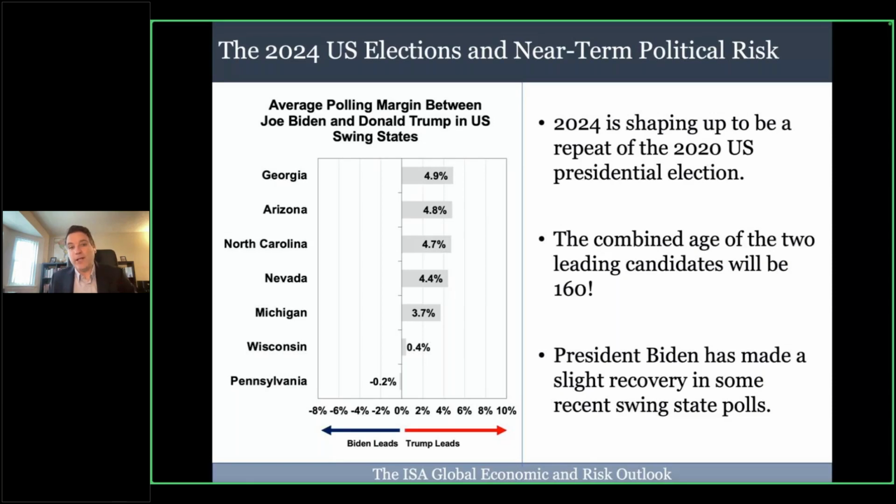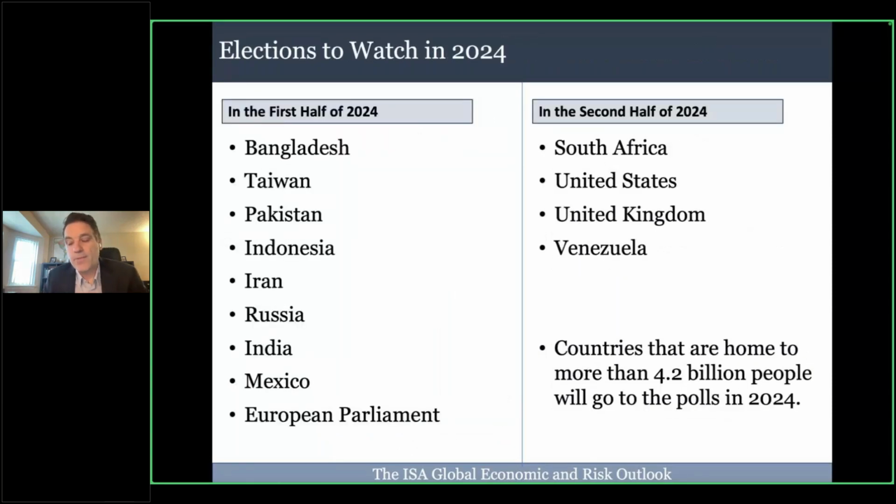And we're not the only ones holding elections this year. The countries with more than 4 billion people living in them are going to the polls. Some of these elections have already taken place. In fact, all of those elections up to India on that chart on the left have already taken place. But we've still got some major elections coming forward. An election in Mexico, we've got European Parliament elections.